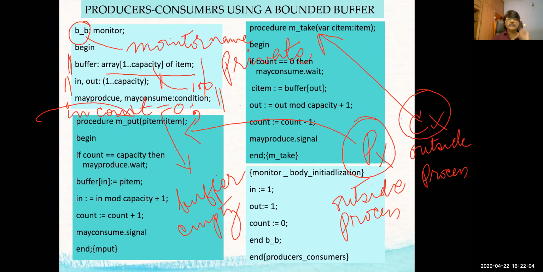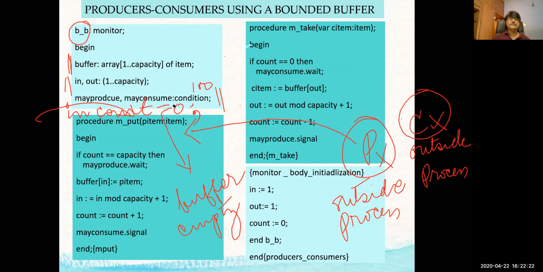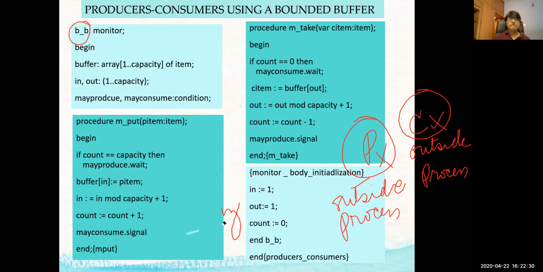Count is an integer variable, initialized to 0. So count equal to 0 means buffer is empty. Now let us say this is the initial structure of the monitor. Now a producer wants to put information into the buffer. Let us see what happens. So here please add one line, int count is equal to 0.